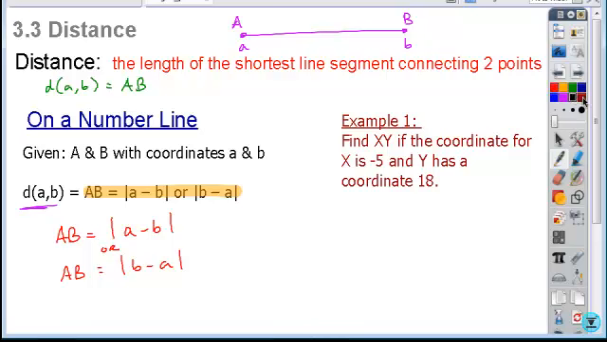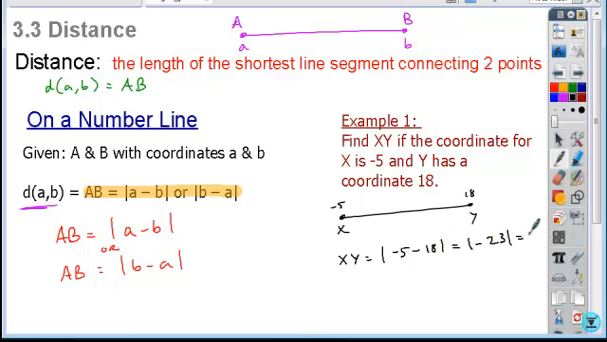Okay, so if we were to take this example here, okay, if you wanted to find the distance xy, wherein the coordinate of x is -5 and the coordinate for y is 18, the way that you can find that is you simply solve the equation. So the distance xy is equal to the absolute value of the difference of their coordinates. So either -5 minus 18, which would then give you the absolute value of -23, which is equal to 23.